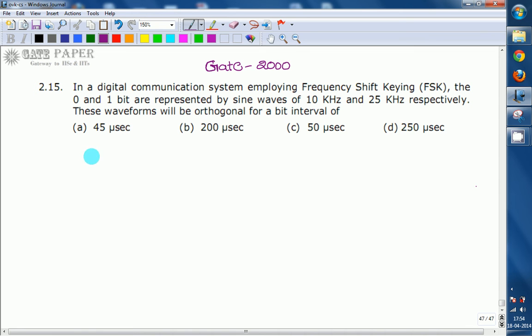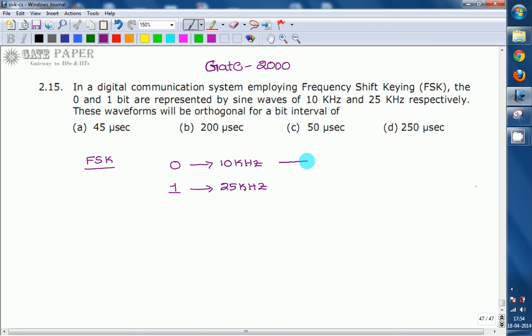Here the digital communication is nothing but FSK, frequency shift keying modulation. In this FSK system, the 0 is represented by a sine wave whose frequency is 10 kilohertz. Similarly, the 1 bit is represented by a sine wave carrier whose frequency is 25 kilohertz.